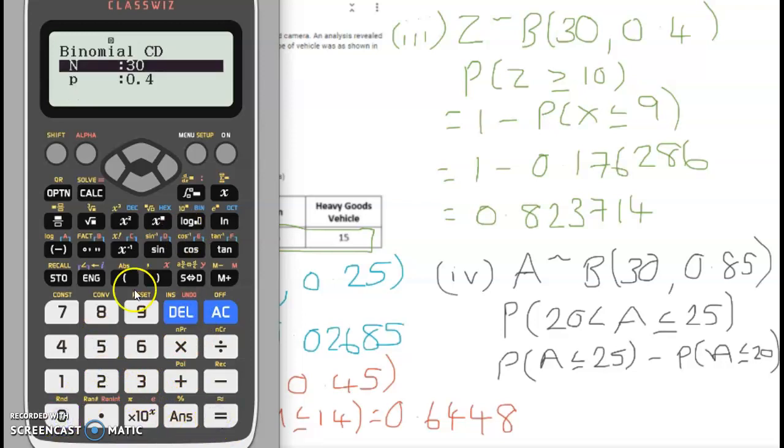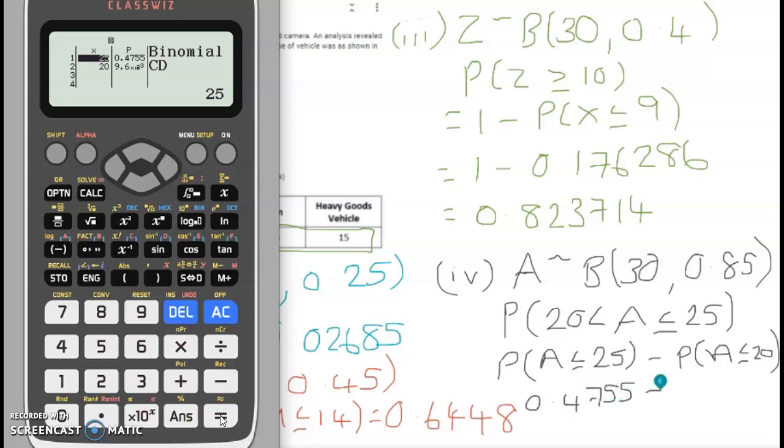My n is staying at 30. This time my p for not motorbikes is 0.85. And that gives me my two probabilities, 0.4755, take away 0.0096, taking it out of standard form.